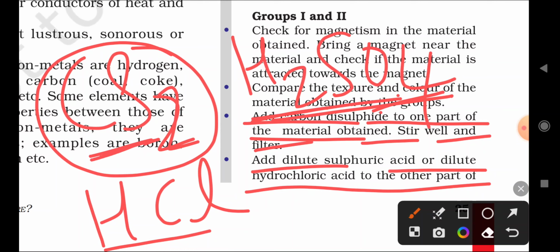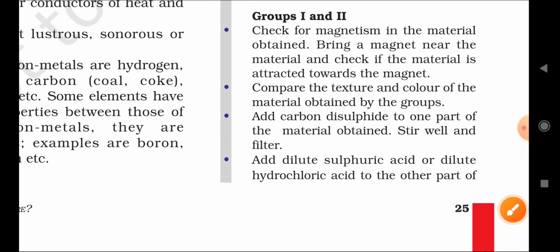Here C is carbon, S is sulfur. Combinations of two or more elements are called compounds. We discussed it in our previous videos. What is the difference between elements and compounds? We discussed it in detail, and you can check it in our playlist.